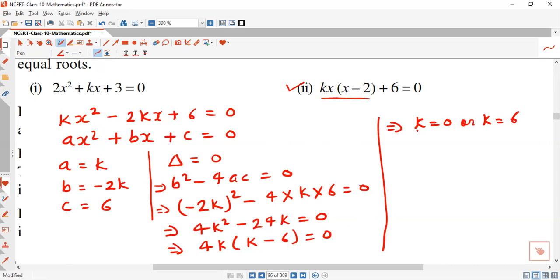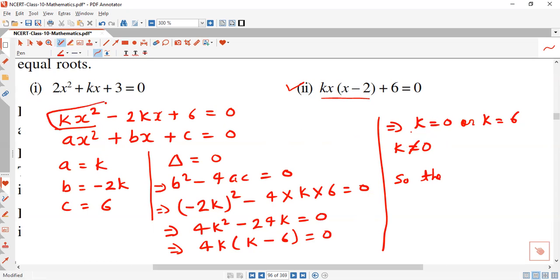k cannot be equal to 0. This solution is not right, since k cannot be equal to 0. If k is 0, this is not a quadratic equation. For this to be a quadratic equation, k cannot be equal to 0. So this first solution is rejected, otherwise this is not a quadratic equation. To maintain the quadratic equation, we have to make sure that k is not equal to 0.